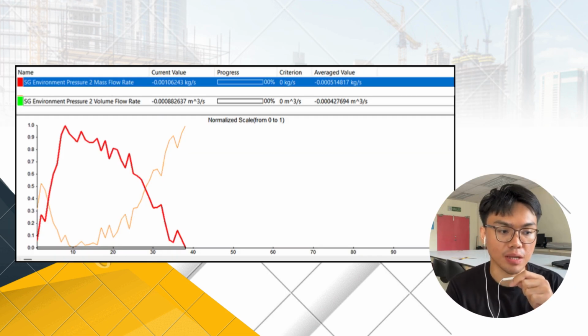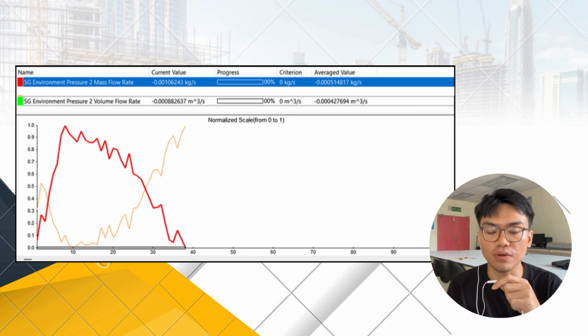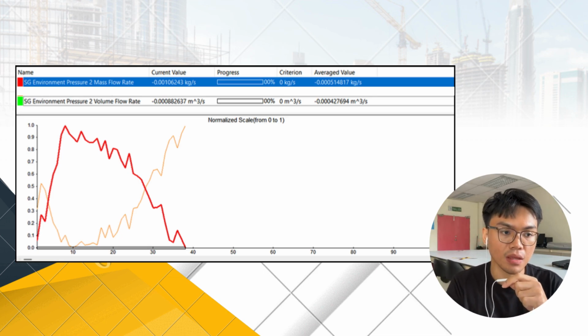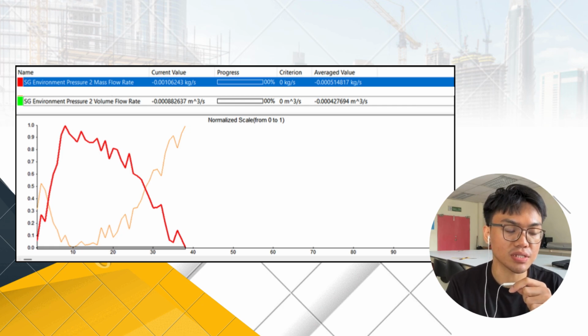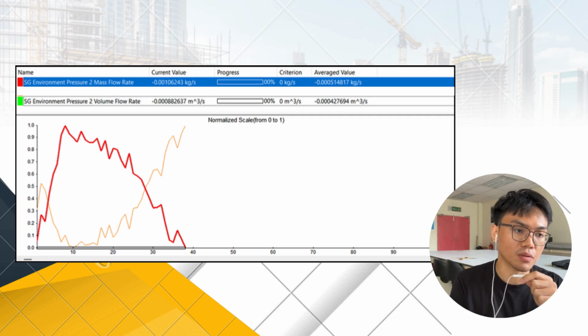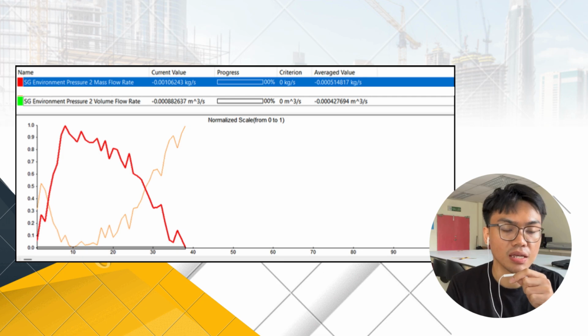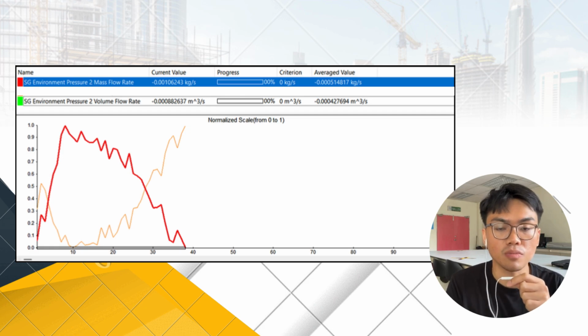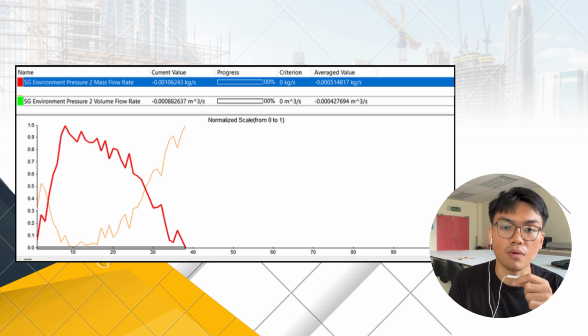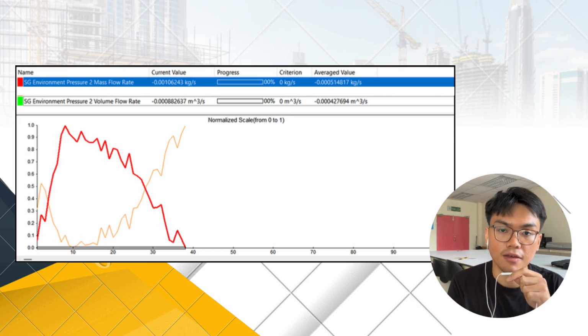From our previous impeller simulation, we also set surface goals on the outlet of the impeller housing towards the radiator inlet. This is where we apply surface goals to see the mass flow rate and also the volume flow rate. From that we can see that the mass flow rate has a value of 0.0010624 kilograms per second, and the volume flow rate is 0.000882637 cubic meters per second. These values are close to our theoretical values, meaning that our 120 rotations per minute for the impeller centrifugal fan is accurate and suitable.